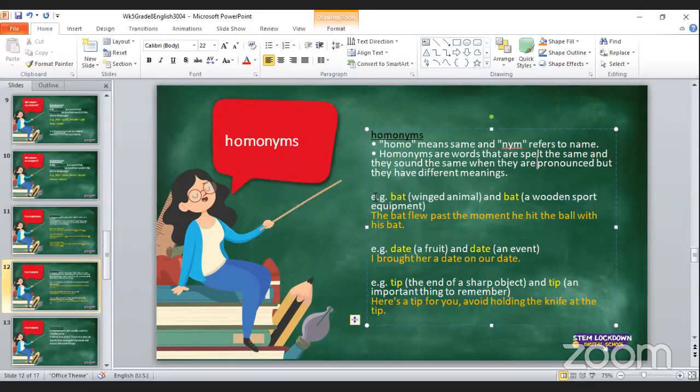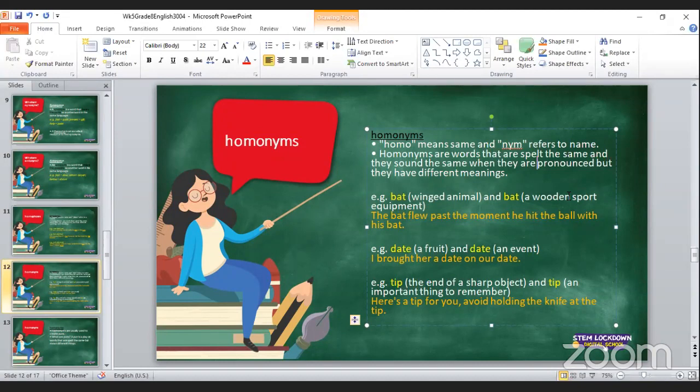So, here are my three examples. The first one, I said bat and bat. The first bat is that winged animal, right? The bat, like we think of Batman, that animal which is on the chest of Batman. And another meaning for bat is that wooden sport equipment that they use in baseball and also in cricket.